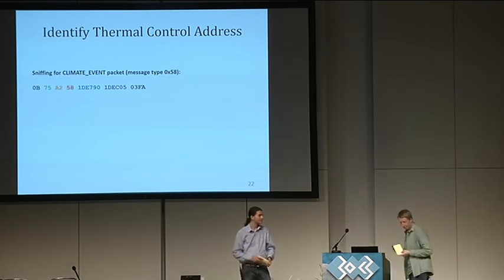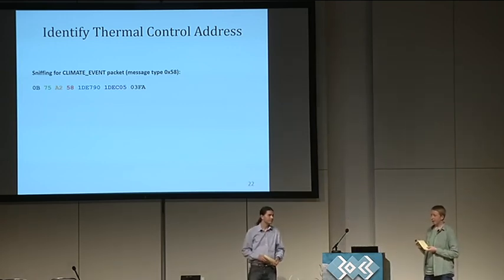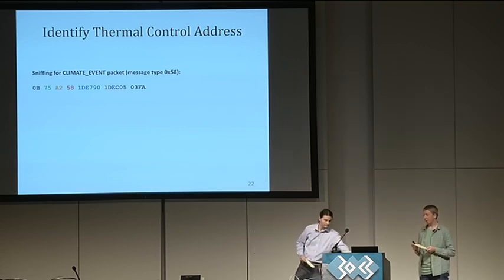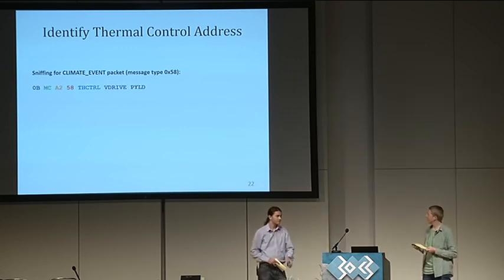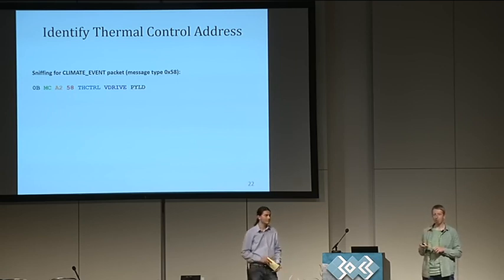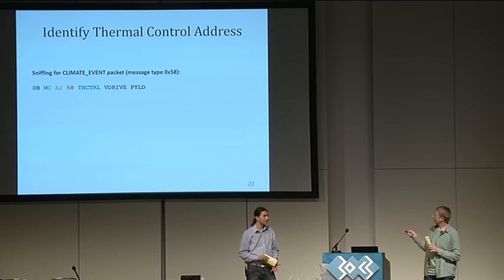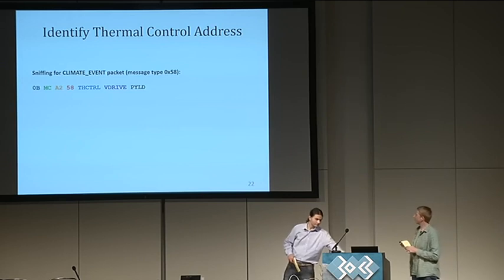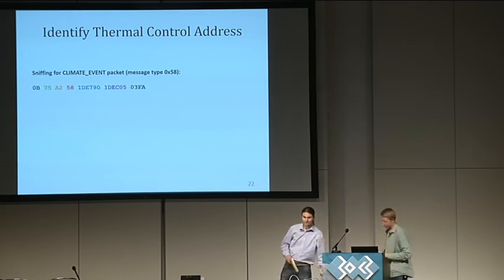Now our first step is that we need to identify the address of a thermal control. To do that, we need a packet that is specific for thermal controls. And the XML files are our friend. We just look into the XML file of the thermal control device and there find a packet with a message type of 58, which is specific for thermal controls. So we just need to sniff for a packet of this message type, which we are doing now.